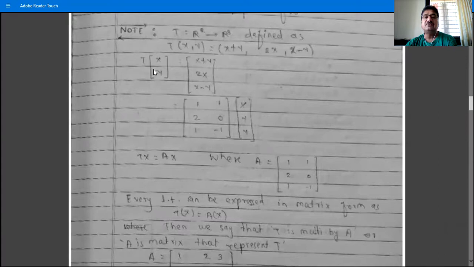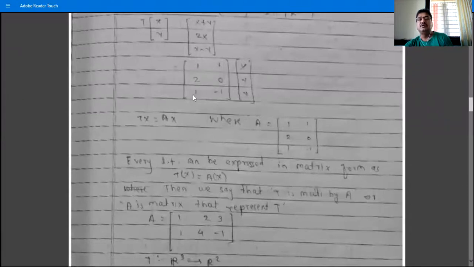So we can write T of x y in the form of a matrix: T of x y is equal to x plus y, 2x, and x minus y. And then we write x y. This is the column matrix x y, not x y z, x y only. What are the coefficients of x and y? 1 1 in the first row, in the second row 2 0, and in the third row 1 minus 1. And this is the matrix A, that is, T of x is equal to A x. And what is A? A is this matrix: 1 1, 2 0, 1 minus 1.